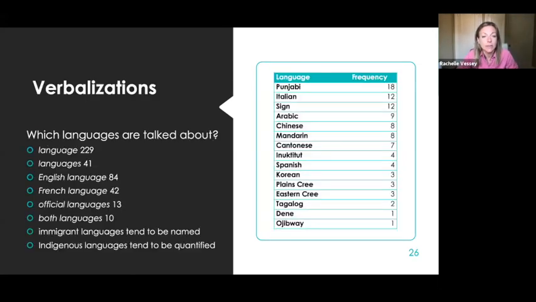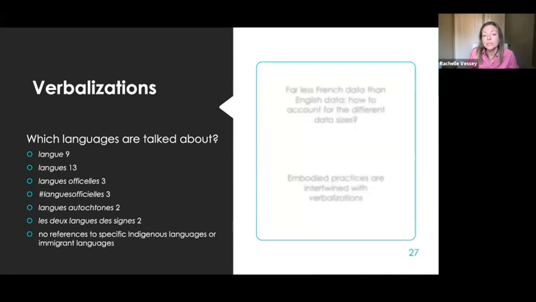The second category that I wanted to show you has to do with verbalizations. So on the one hand, I wanted to look at which languages were being talked about. And so I've given you some examples here of the frequencies that came out of the data, the most frequent terms relating to language that I started to look at. Language in the singular versus language in the plural, English language, looking at colocation, also looking at how immigrant languages tended to be named, whereas indigenous languages tended to be quantified. But that was only really possible to do once I had started to acknowledge the extent of the multilingualism in the data.